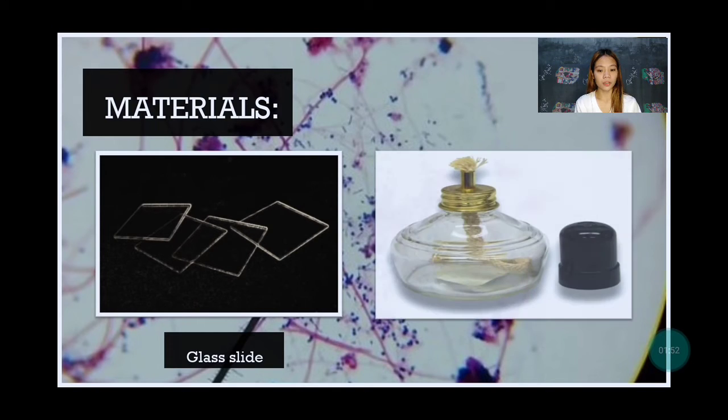The next one is the alcohol lamp. An alcohol burner, or spirit lamp, is made from brass, glass, stainless steel or aluminum. It is used for heating, sterilization, and combustion in a laboratory. The alcohol lamp uses ethyl alcohol as a fuel.